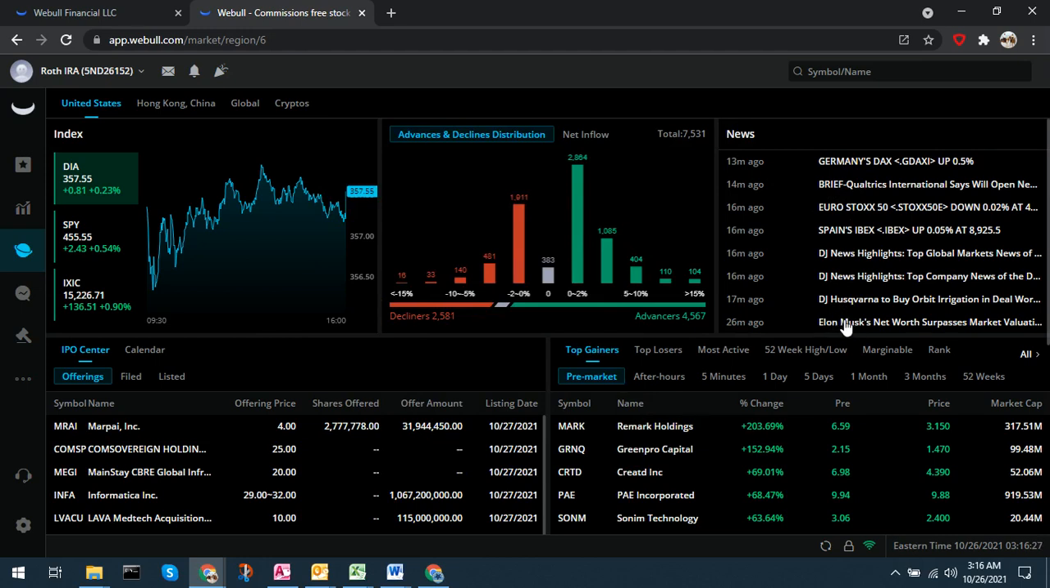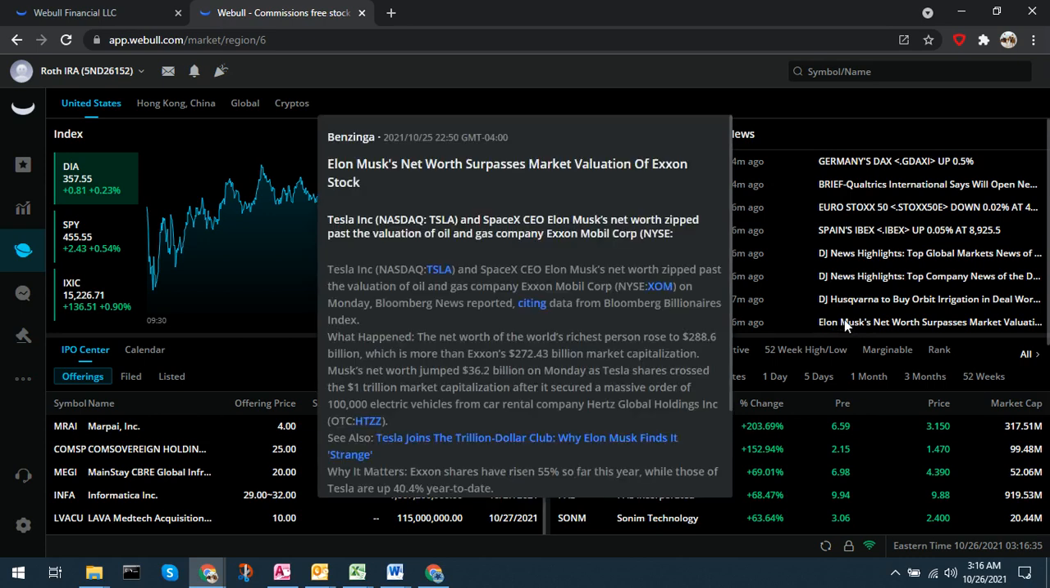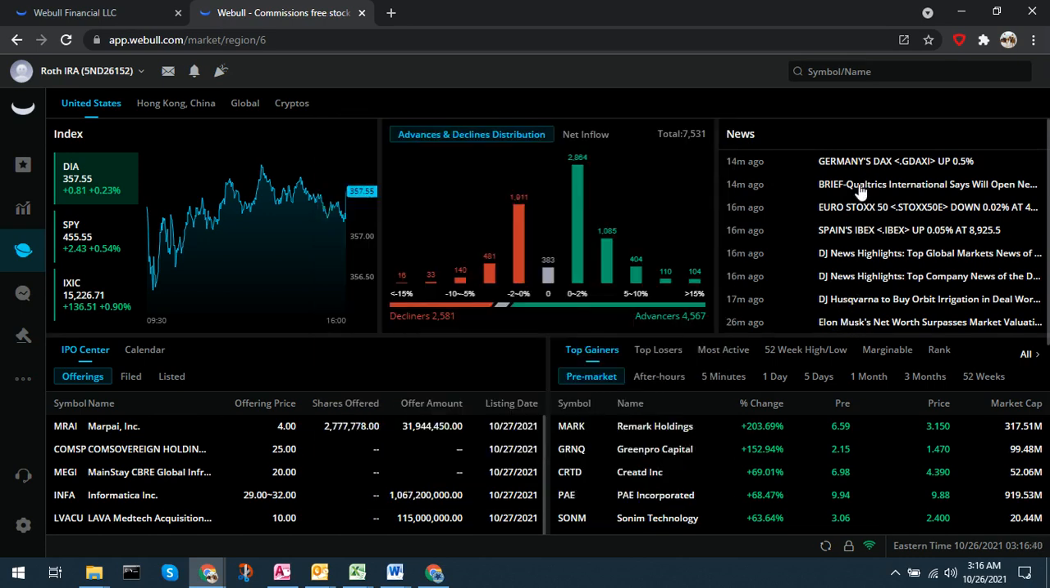Again, I find this very useful. I think this performs better than like the FinViz news on the browser or Thinkorswim's news items, just from a performance standpoint. So again, very useful. You can get the live news in the Webull's market screen very easily.